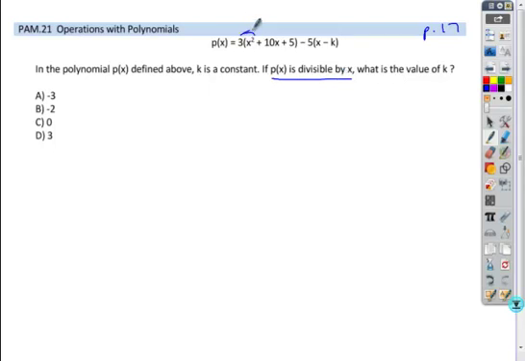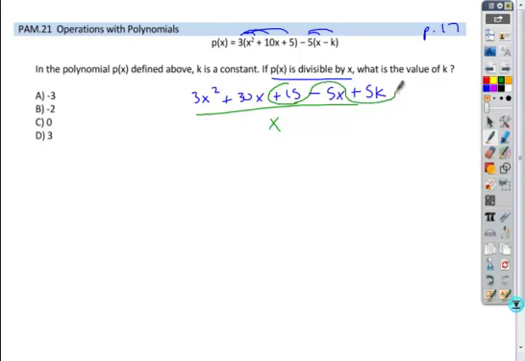So when you distribute this 3 here, and distribute this 5, so minus 5x minus a minus becomes plus 5k. What you can do is, in order for this whole thing to be divisible by x, you need to make sure that this portion that represents the constant is a 0, right? Otherwise, you can't divide by x. And so if you set 15 equal to 5k, you get your solution.